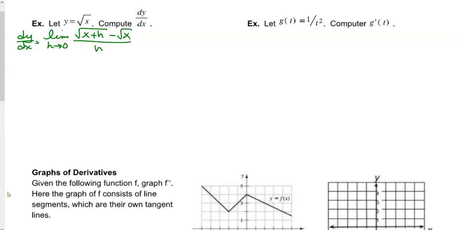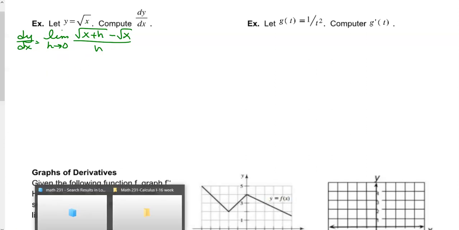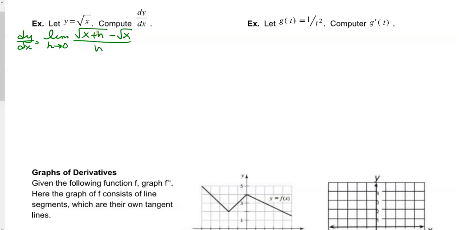So notice we do have a radical. If I try to plug 0 in for h, then I end up getting a 0 over 0. So with a radical, we must rationalize. So if you remember when we rationalized, what did we do? We multiplied top and bottom by the conjugate. So in this case, it's going to be x plus h under the square root plus the square root of x.